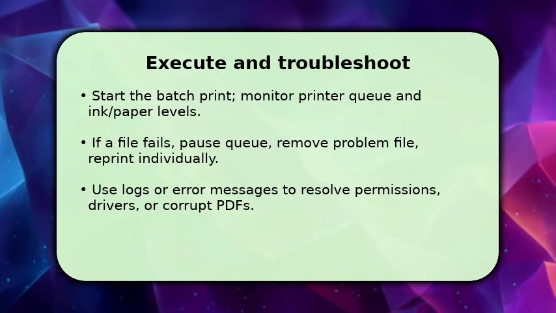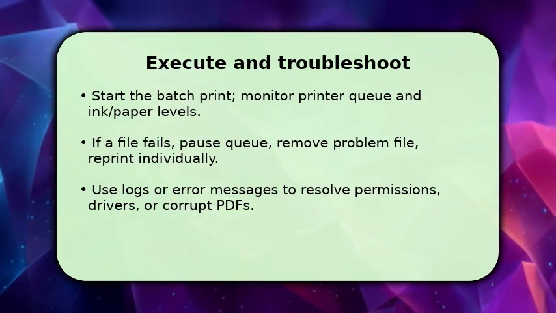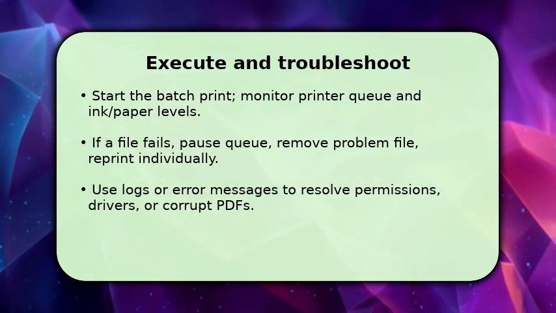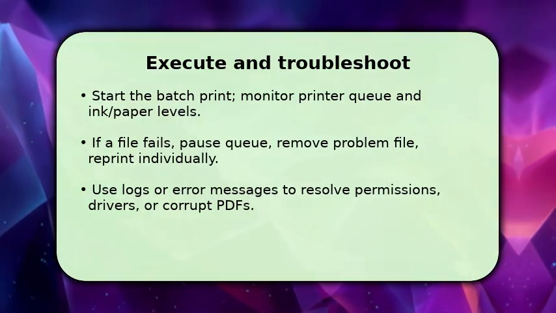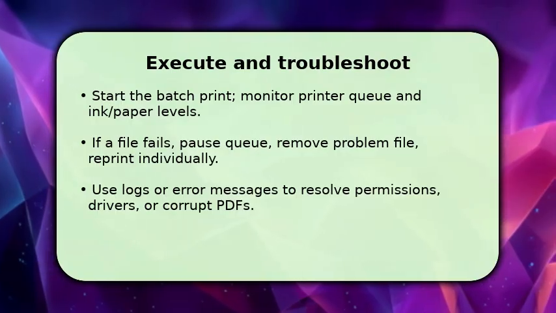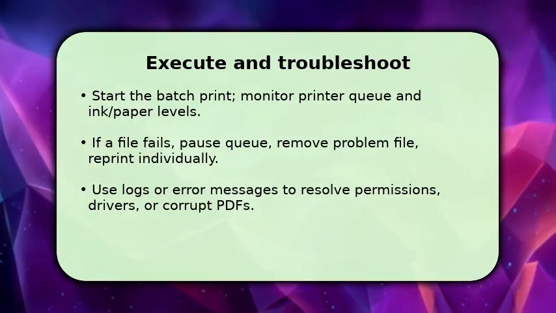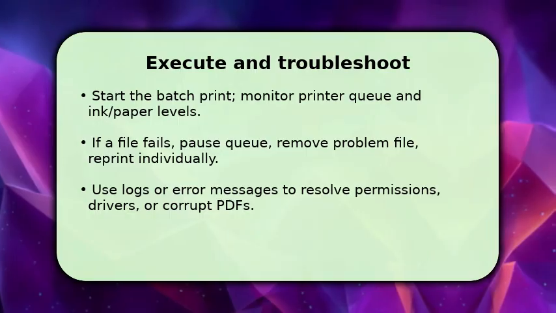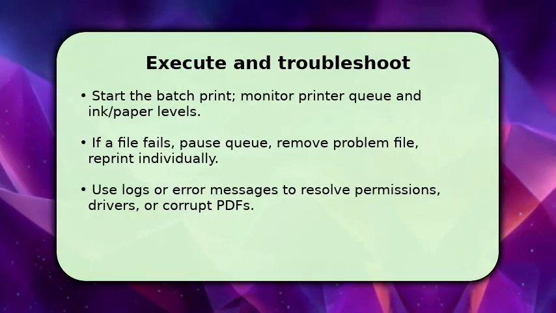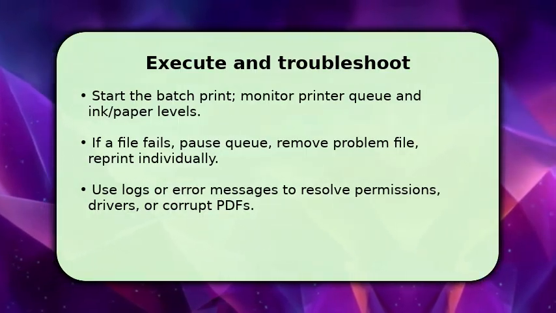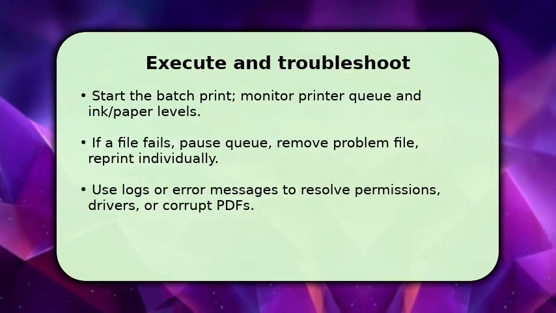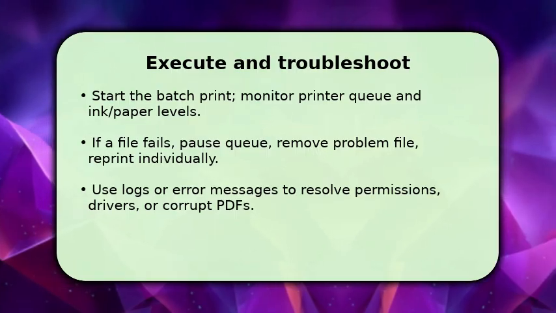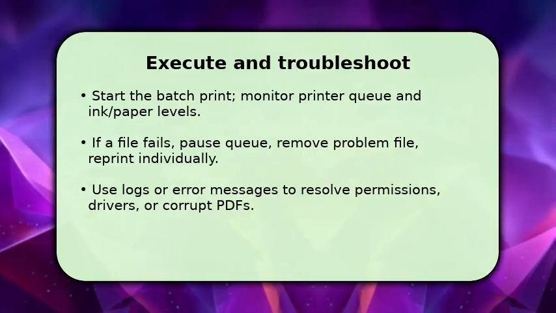Finally, send the batch to print and watch the printer queue for errors and status. Confirm paper and ink or toner levels before the run. If a file fails, pause the queue immediately, remove or isolate the problem file, and reprint it single file to diagnose the issue. Make sure drivers and permissions are correct, and repair or recreate corrupt PDFs if needed. If the printer stalls, clearing and restarting the queue usually restores flow. Keep an eye on error messages for the fix.